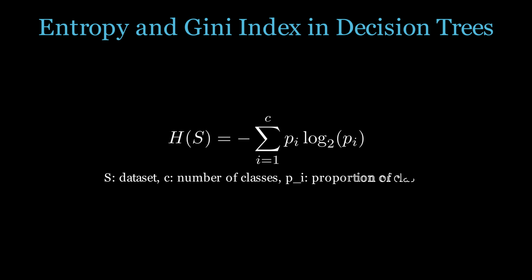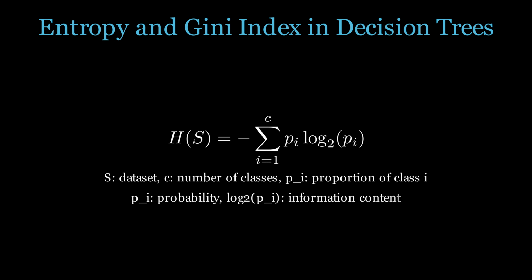Here, S is the dataset, C is the number of unique classes, and Pi is the proportion of instances that belong to class i. Let's break this down step by step. The term Pi represents the probability of a randomly chosen instance belonging to class i. The logarithm base 2 of Pi measures the information content of that class. Multiplying by Pi and summing over all classes gives the expected information content of a dataset.